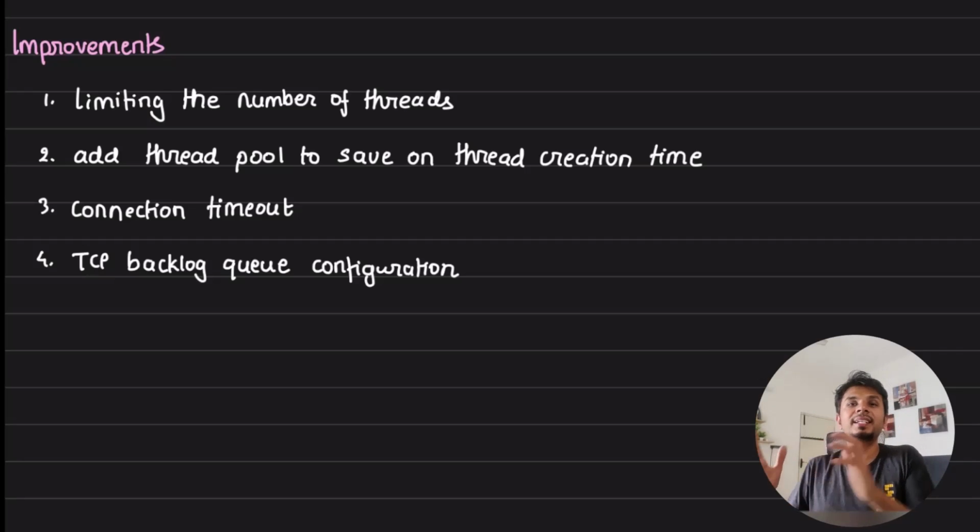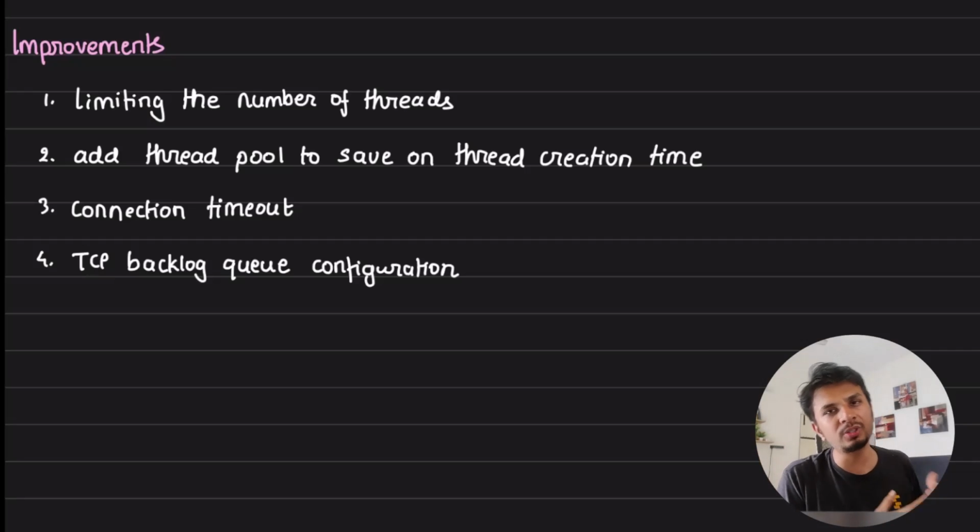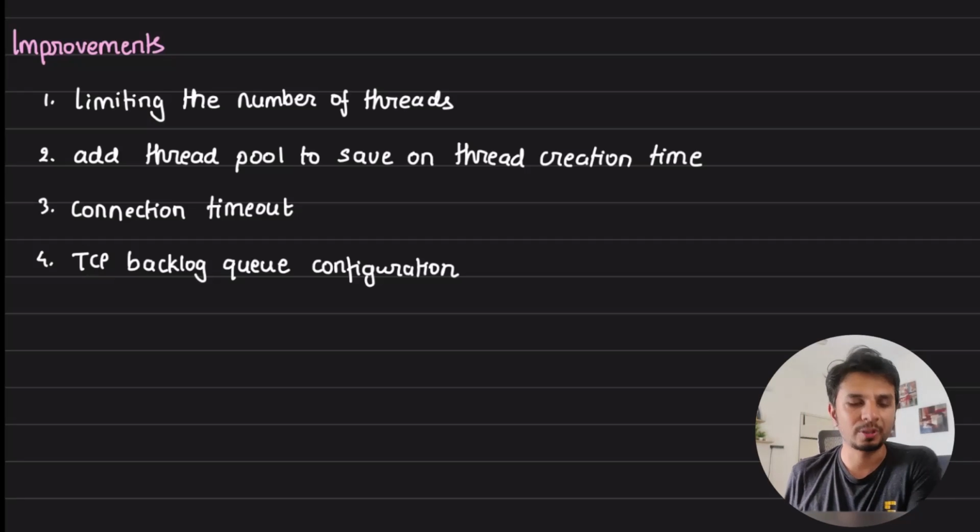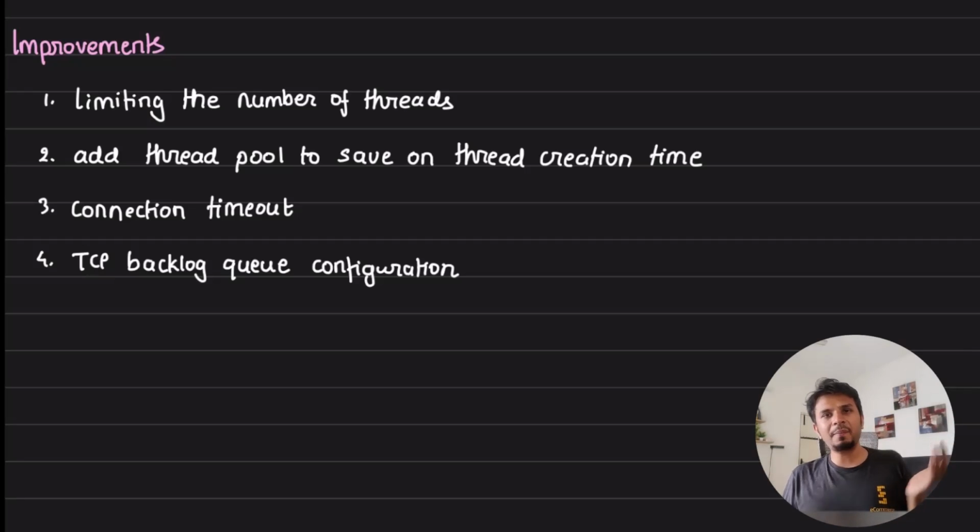And the final one, there is something called a TCP backlog queue, which is an operating system level setting that determines how many connections you would want to keep in your backlog. Right? Just Google about it. It's quite an interesting field to explore. So yeah, that's how you create a multi-threaded web server.